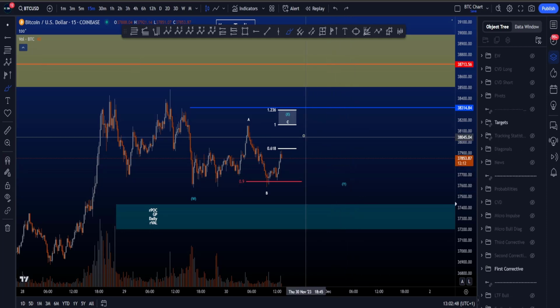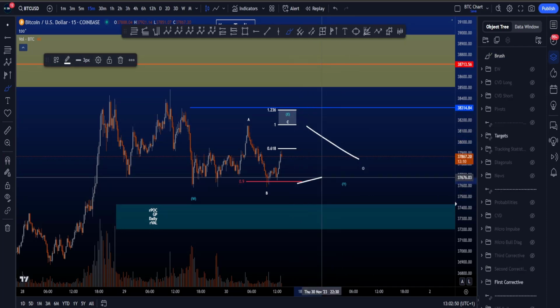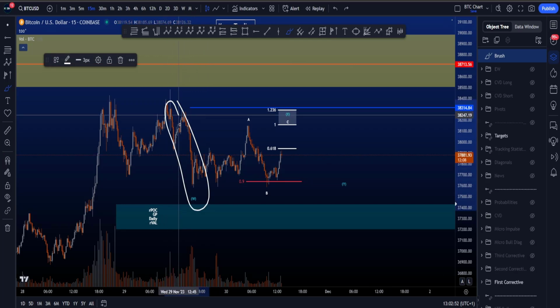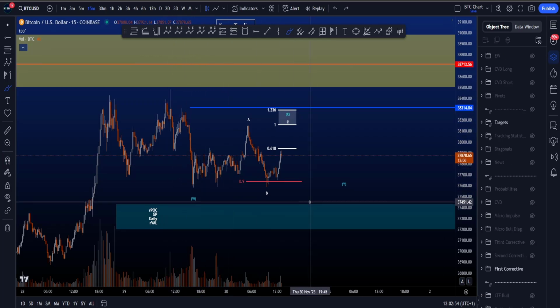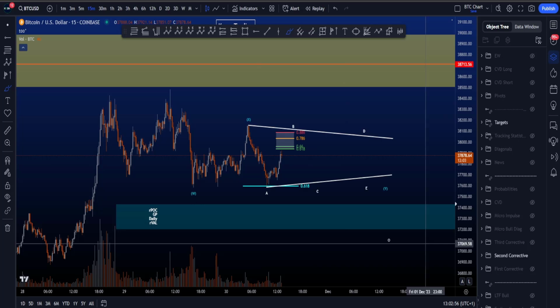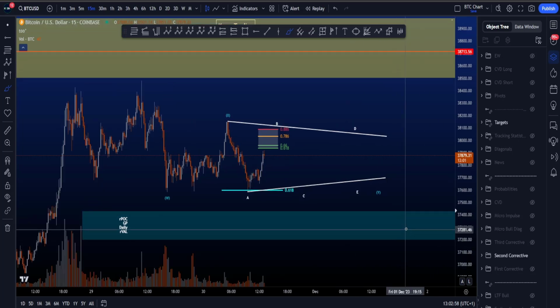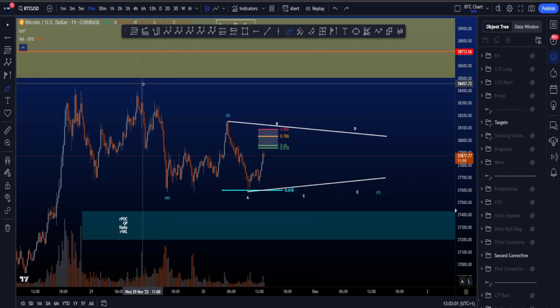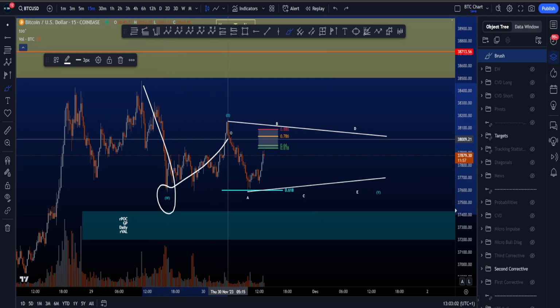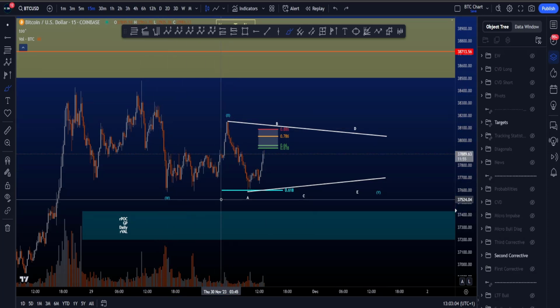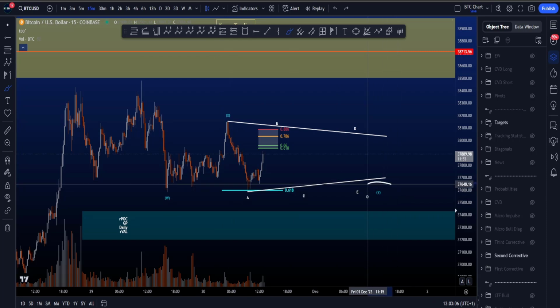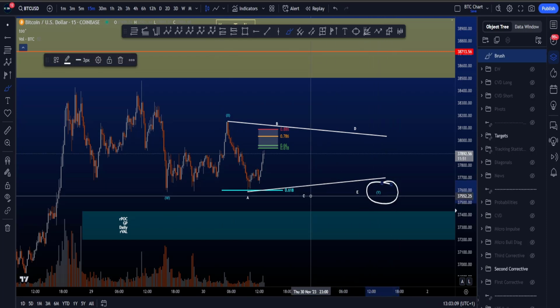where wave Y can only then be a flat structure or a triangle because wave W over here is already a zigzag. If we look at the second corrective structure, we're looking at a triangle in this wave Y. So wave W is the same structure, a zigzag. Wave X this time is already a finished structure in a zigzag. And then in wave Y, we are looking for a triangle structure.